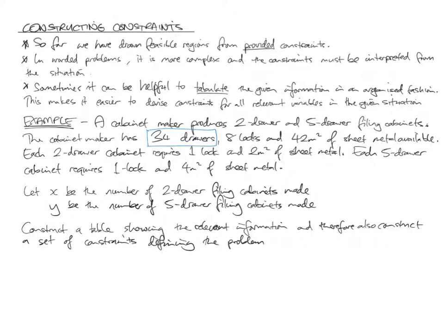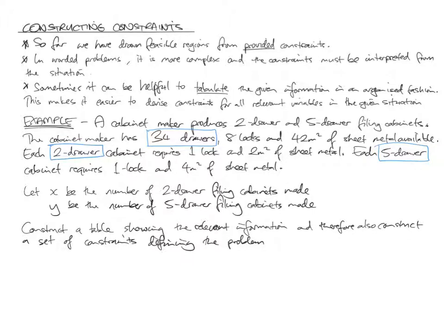That's the limit to the number of drawers that can be in these cabinets, because some of them take 2, some of them take 5, and they're only going to make as many of them as they can. That's going to take up those 34 drawers that he's got ready to go. That's one of your constraints, the 34 drawers. And it's linked to the fact he makes 2-drawer cabinets and 5-drawer cabinets.